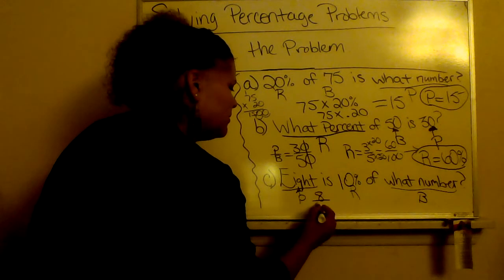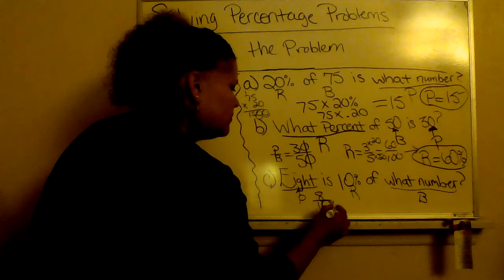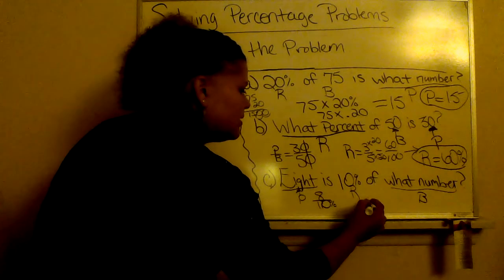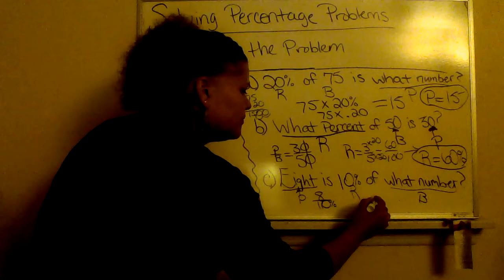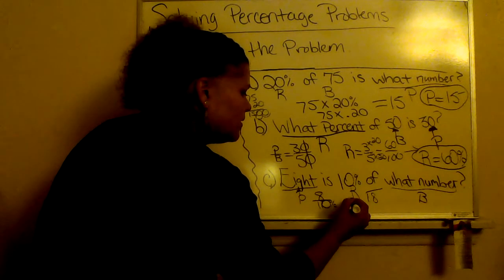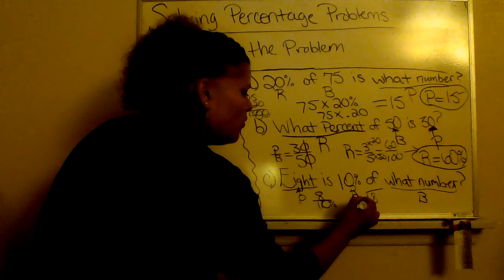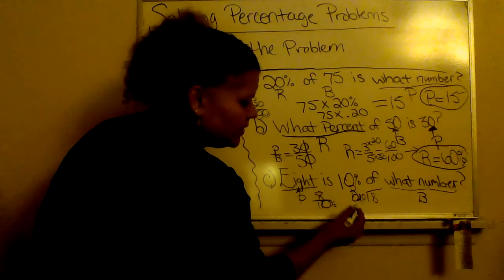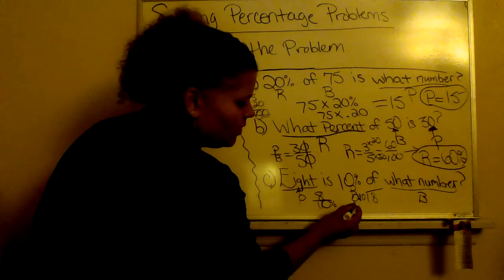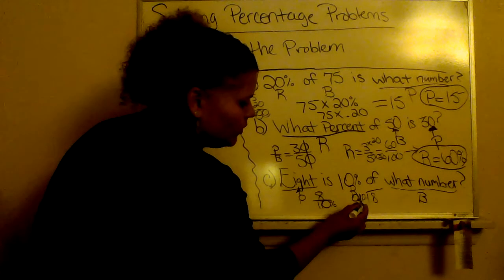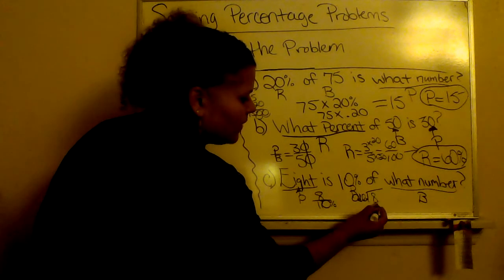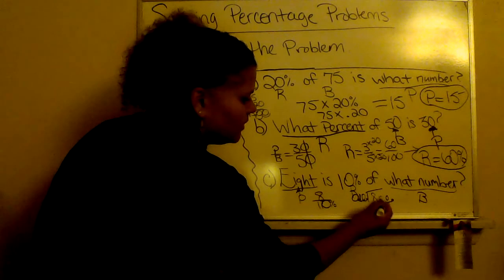divided by 10%, or 8 divided by 0.10. I turned it into a decimal to make it a little easier. Now, because this is a decimal, I'm going to move 2 times to the right to make it a whole number. And whatever I do here, I have to do over here. So 1, 2, add 2 zeros.